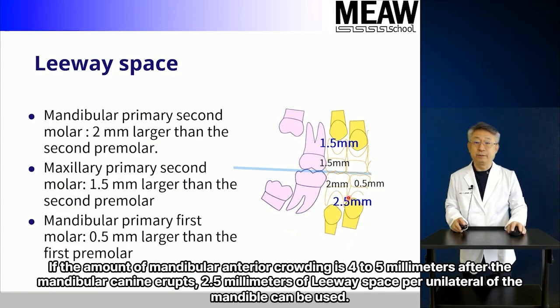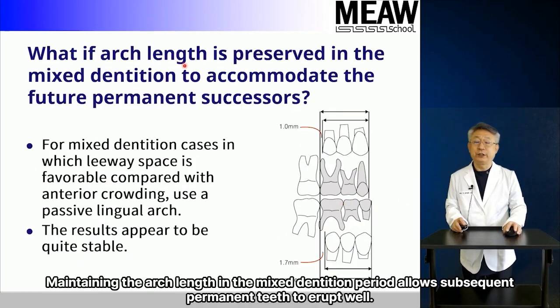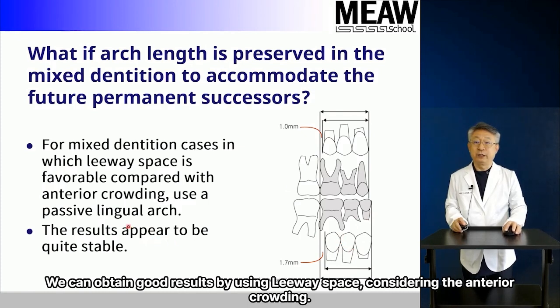If the amount of mandibular anterior crowding is 4 to 5 millimeters after the mandibular canine erupts, 2.5 millimeters of leeway space per unilateral of the mandible can be used. Maintaining the arch length in the mixed dentition period allows subsequent permanent teeth to erupt well. We can obtain good results by using leeway space, considering the anterior crowding.